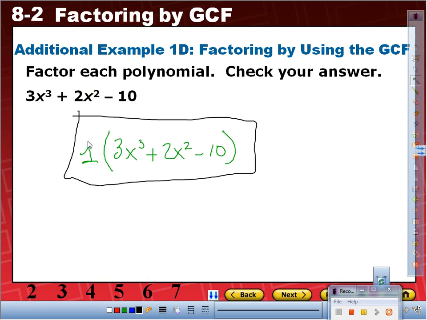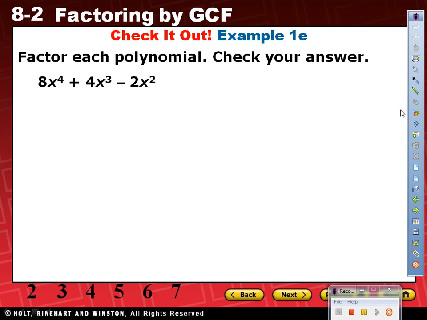To check it, what do we do? Distribute. 1 times all this is all that. Okay? Okay, next, copy this one. 1E. Do that one by yourself, and then I'll get somebody to help me out and work through this one.